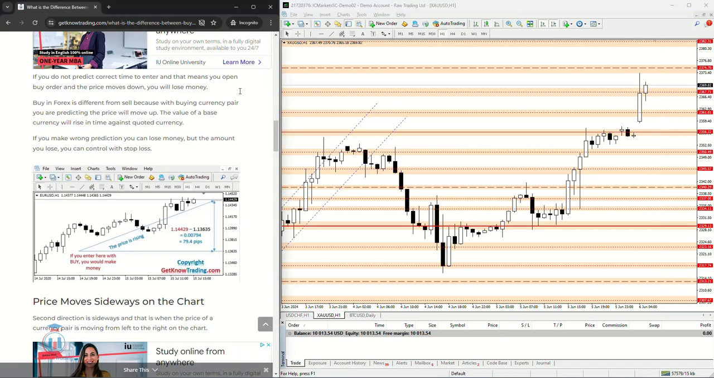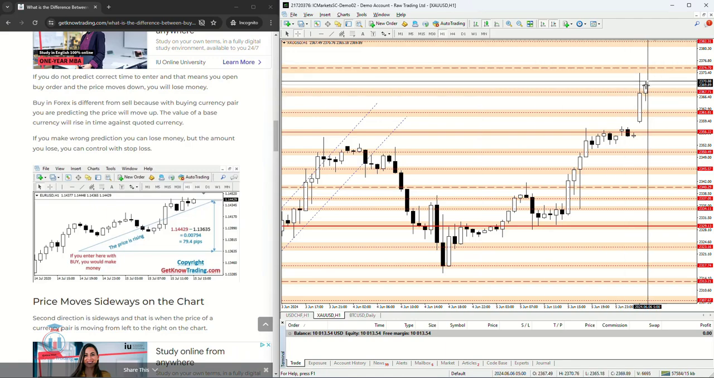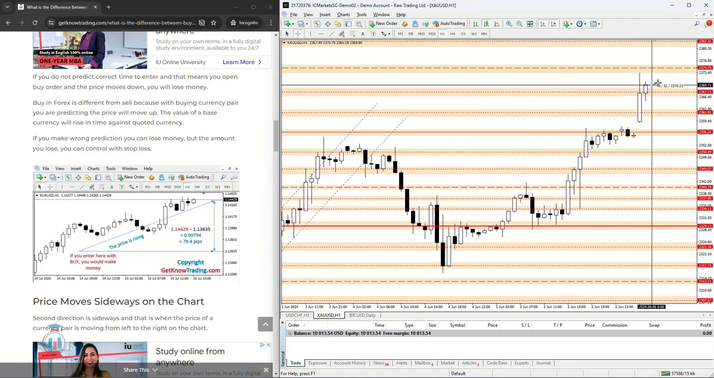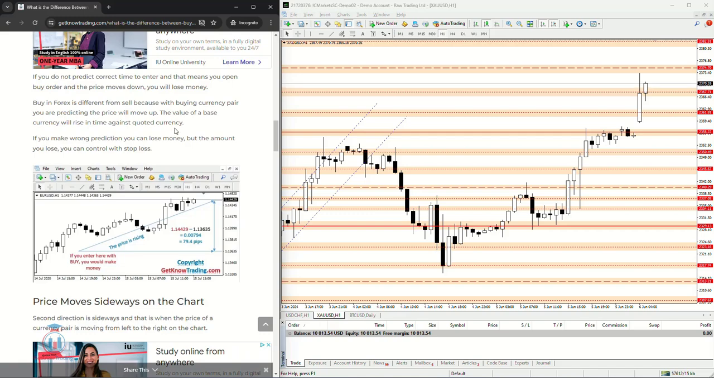So if you would like to open an order, that means if you predict the price goes up, you will open a buy order. If you define that the price will go down from the current market price, that means you will open a sell order. So you have a buy order and a sell order. Buy order is when you expect that the price will go up, and the sell order is when you expect that the price will go down.